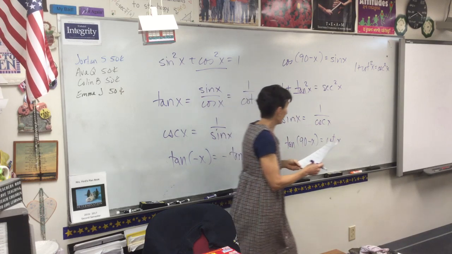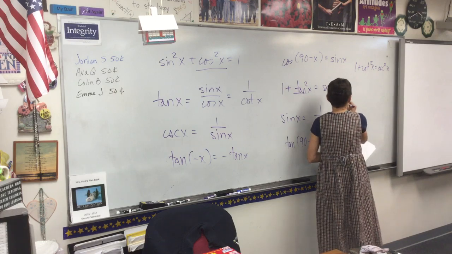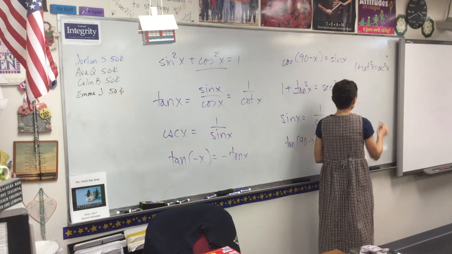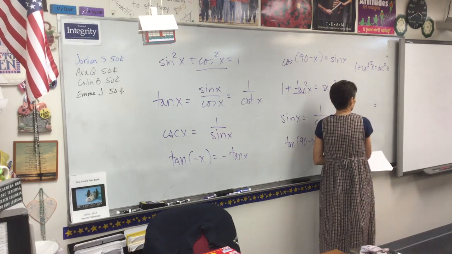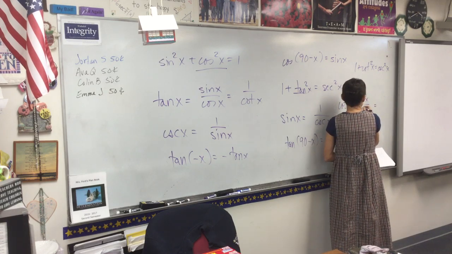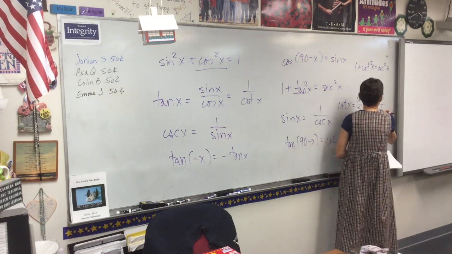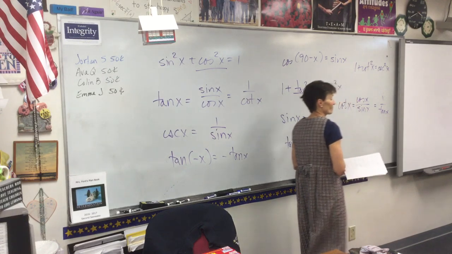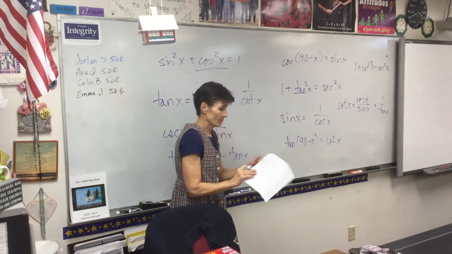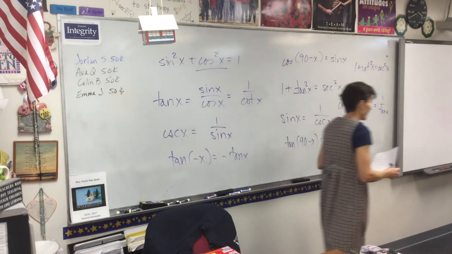All right, and last one, cotangent. What's cotangent? Two expressions. Cosine over sine and 1 over tan. Very good. All right, that's all of that we're going to do now.